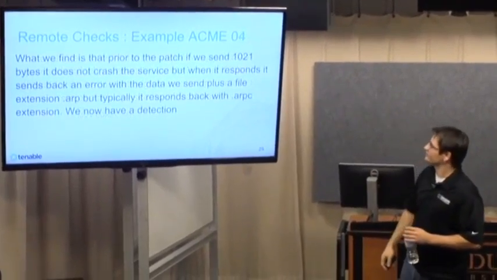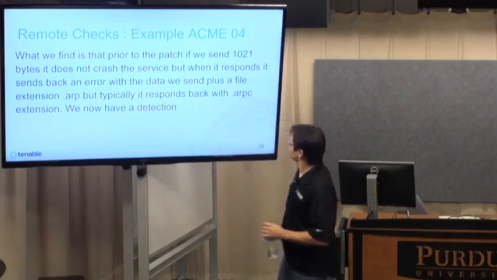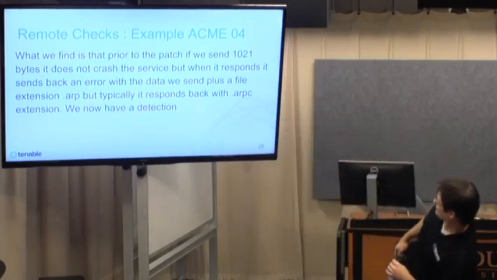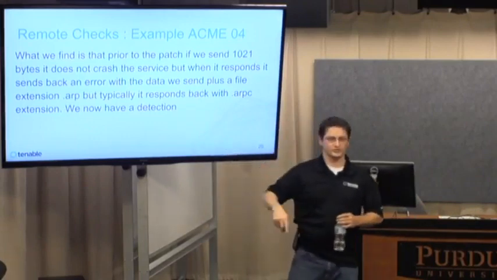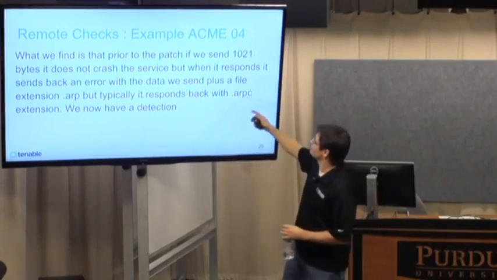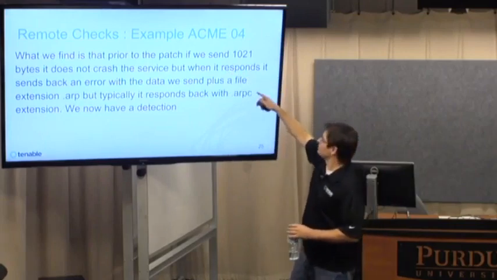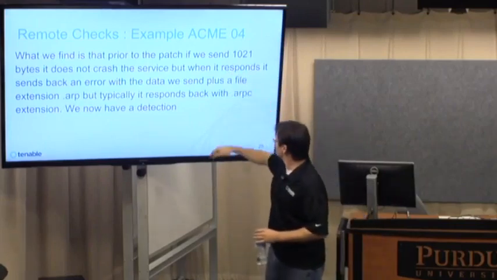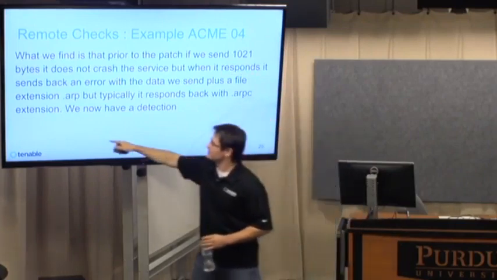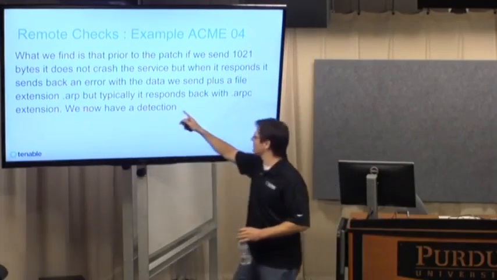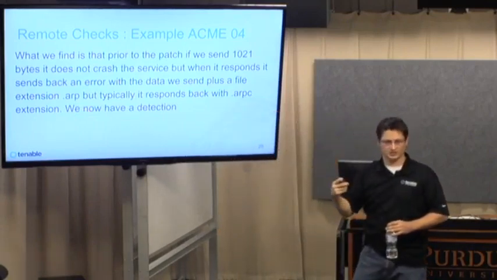And what we can figure out from this is that if you send a 1021, it basically, let me see if this is the right slide. Yep, okay. So we can figure out, based off the patched version and the earlier version, based off byte alignment, that they're expecting a 1020 size packet. And when we send a 1021, they append an ARPC extension on the end of it, and then we get back a .ARP. Well, we just figured out a way to send to the vulnerable server and manipulate the communication in the process.